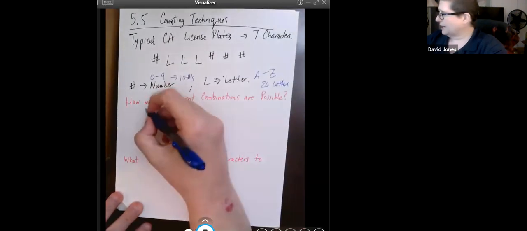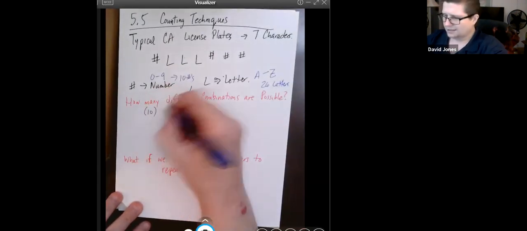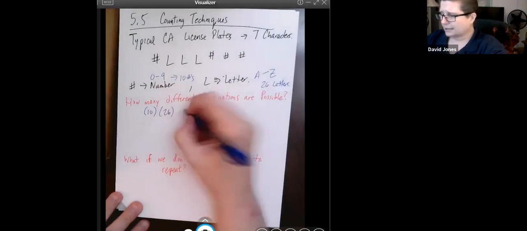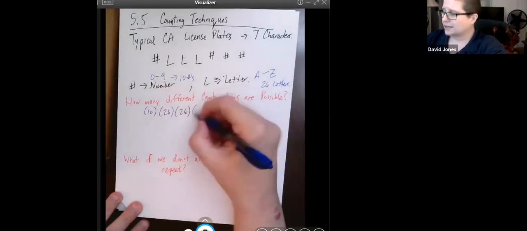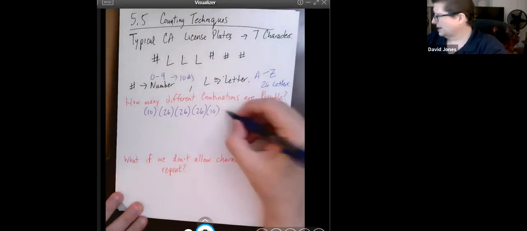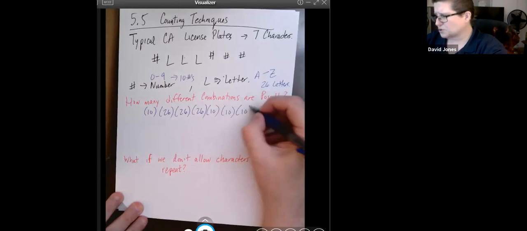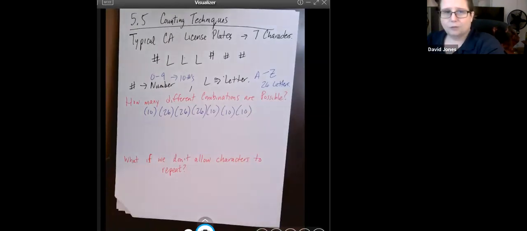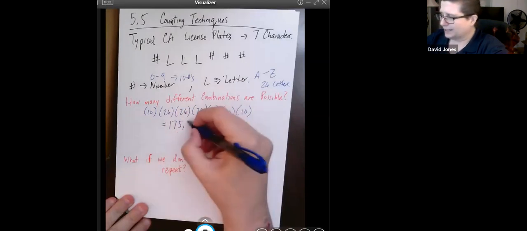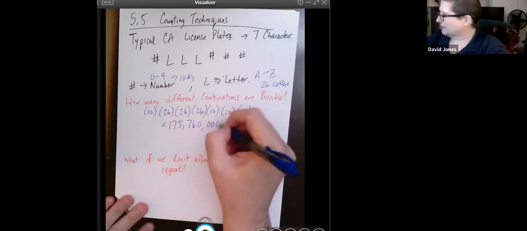So the different combinations is 10 numbers possible in the first slot, 26 letters, then 26 letters, then 26 letters, then 10, then 10, then 10. This was just like doing the 2 dice. You multiply the number in each category times how many are in that category. And if you multiply this out, this is 175,760,000.